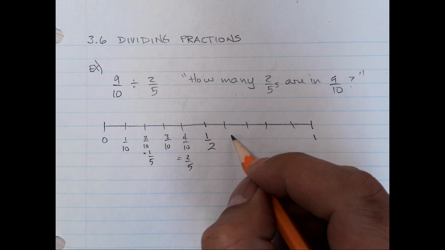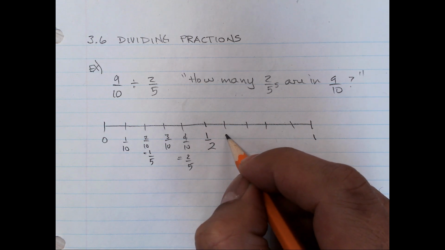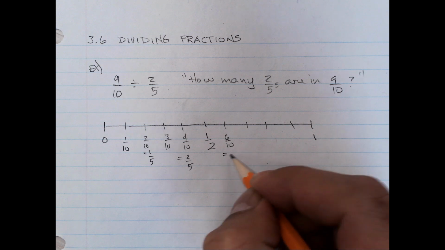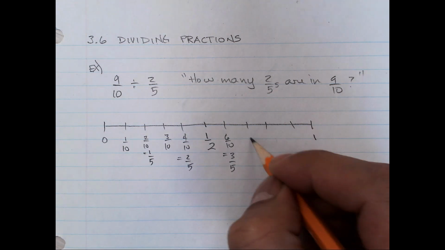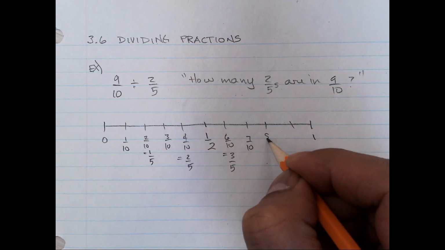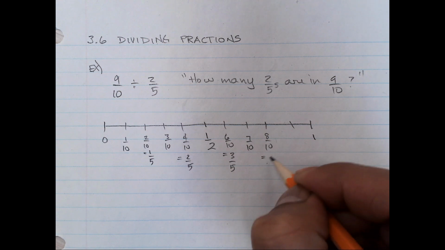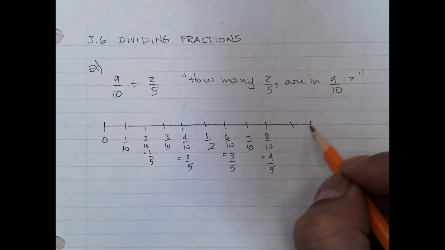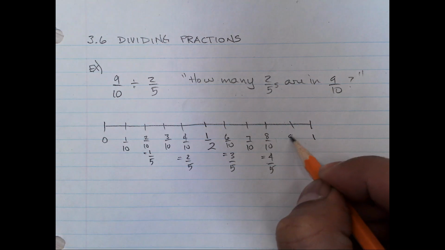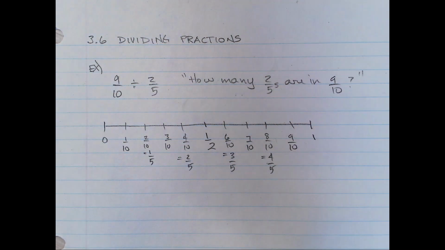The next one will be 6/10, which is equal to 3/5, and then 7/10. Notice all the even numbers can actually reduce to fifths. Okay, and finally 9/10. Here we go.